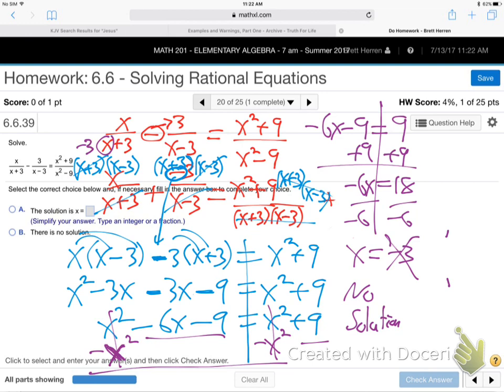We good on that? Again, if that no solution thing is confusing for you, don't worry about it. It just means it makes the denominator 0. See how if you put it in right here, in the original, and make that denominator 0, minus 3 plus 3 is 0. So it's not a real answer. So I'm not going to put that on the test.